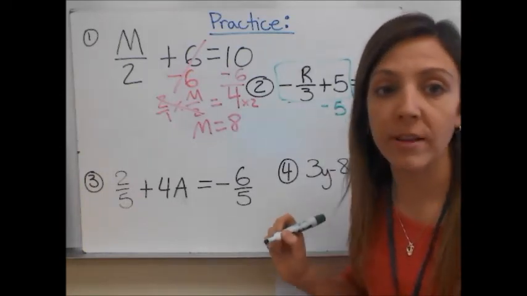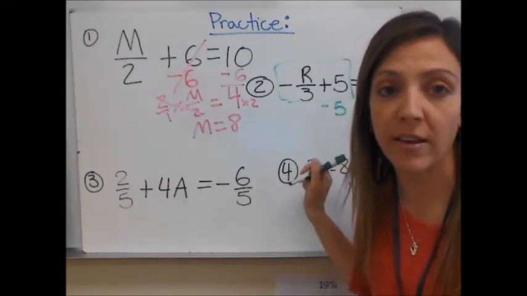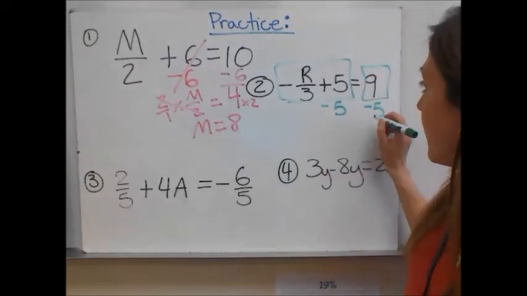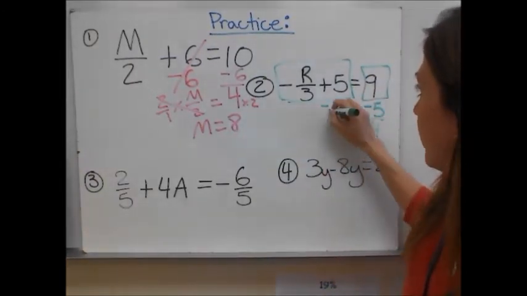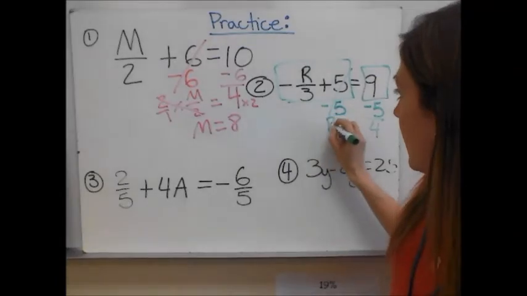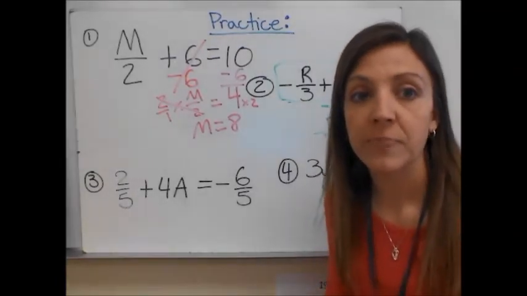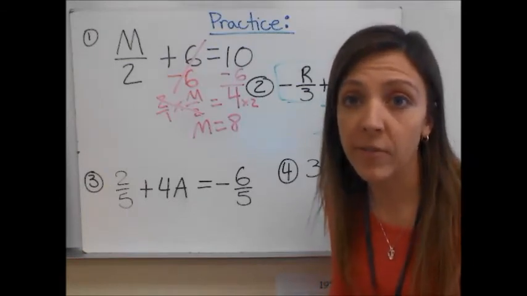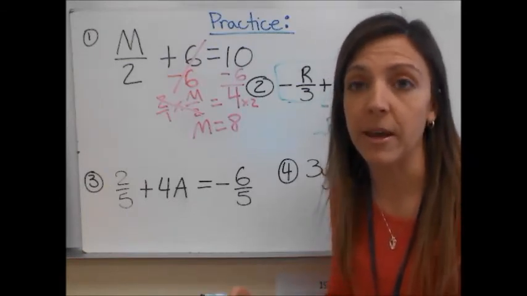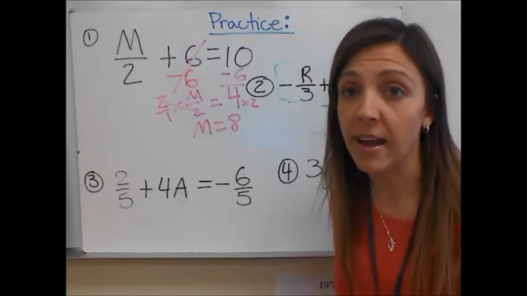And I'm going to do unto one side as I did to the other. So I'm going to subtract 5 from my right side. 9 minus 5 is 4. And I have r divided by 3 equals 4. Now I'm going to isolate the king variable using inverse operations, begin with multiplication and division this time.